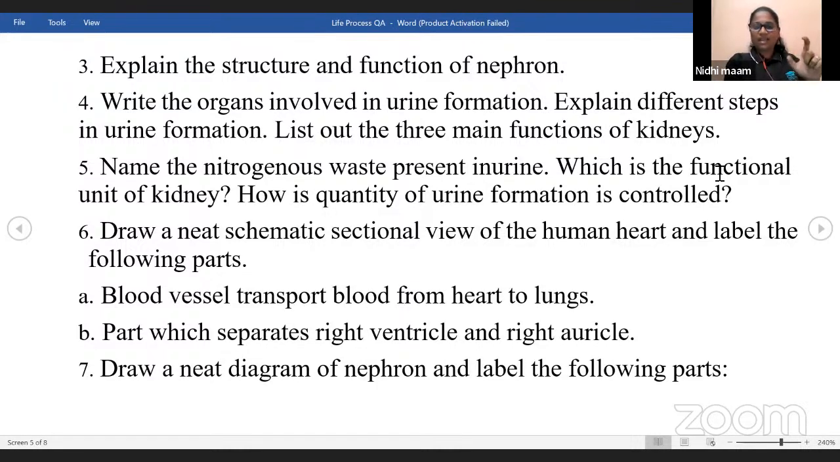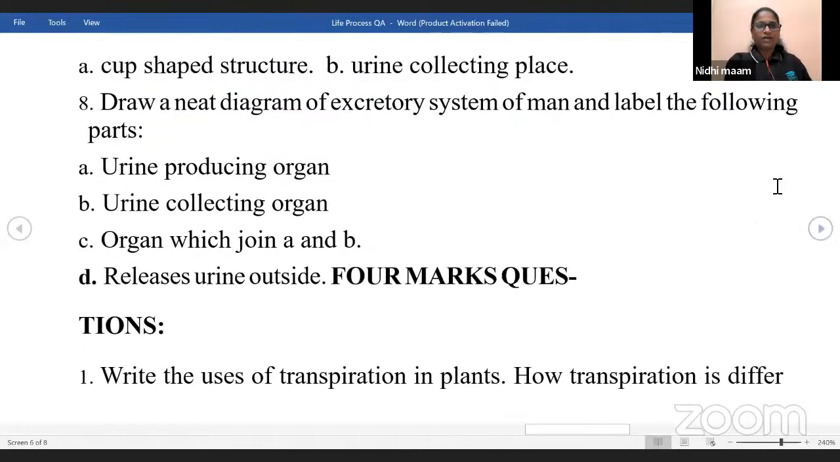Part which separates right ventricle and right auricle: atrioventricular septum. Next, draw a neat labelled diagram of nephron. You have to draw the nephron diagram and label it. Next, you have to label these parts. Cup-shaped structure, Bowman's capsule; urine collecting place, collecting duct.